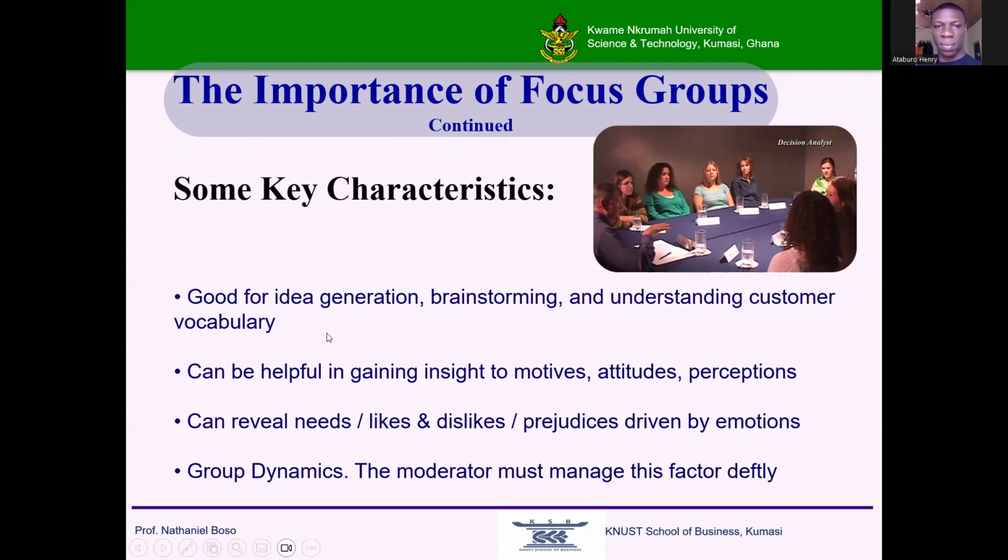So some key characteristics of focus group. It's good for idea generation, brainstorming, and understanding customer vocabulary. So like we just talked about. Can be helpful in gaining insight to motives, attitudes, and perceptions. That is diverse motives, attitudes, and perceptions. It can reveal needs, likes or dislikes, prejudice driven by emotions.